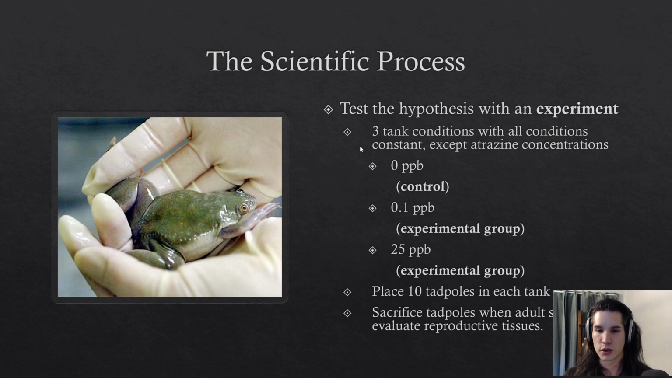This is your reference point for what normal frogs look like, or the way normal frogs would develop. And then here we have an experimental group, which is a small amount of atrazine, so 0.1 parts per billion. And then we have another experimental group, which is 25 parts per billion in another tank.